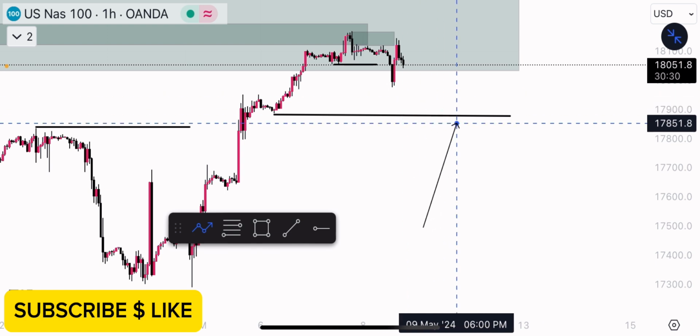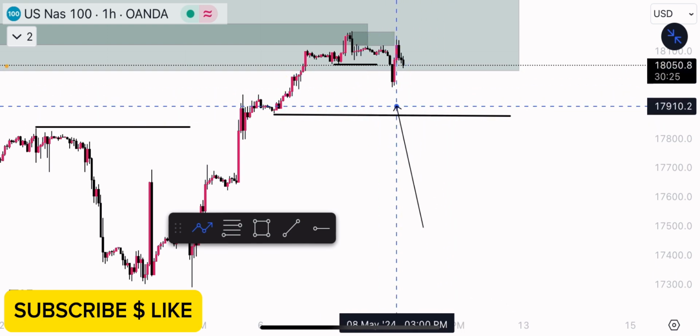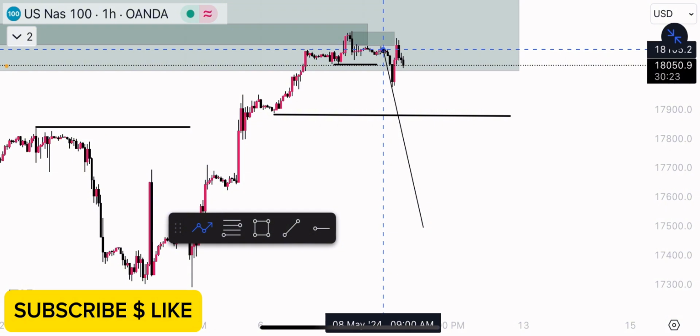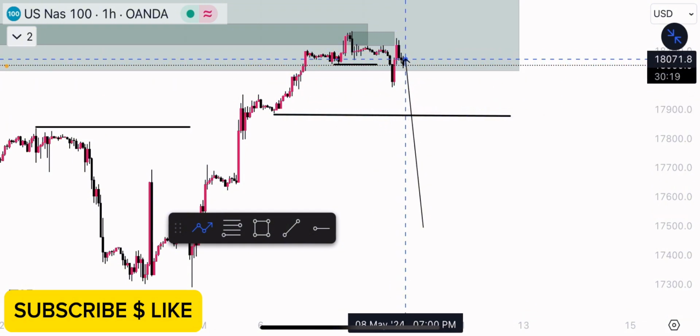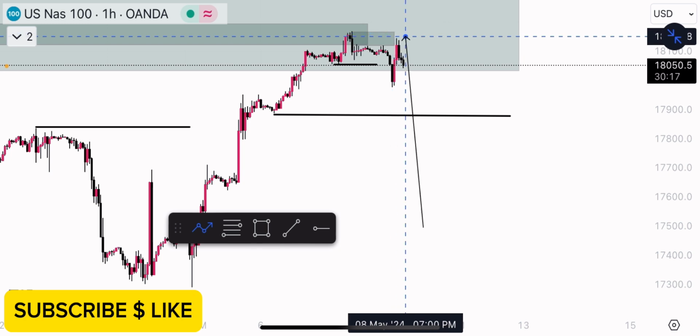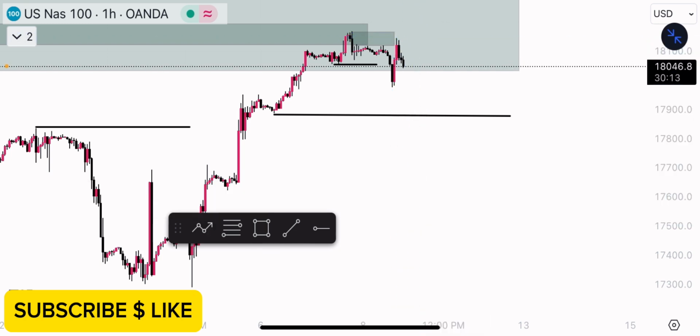As it was taking it out, I sent it to the group. You can go and check it, my free Telegram group. And I was like, okay, since this thing has given us number one criteria, which is break of structure, then what are we waiting for? We are waiting for the pullback. Okay, so I went to the 15 minutes time frame.